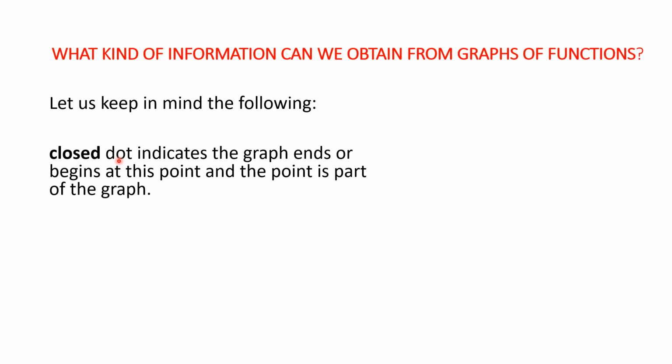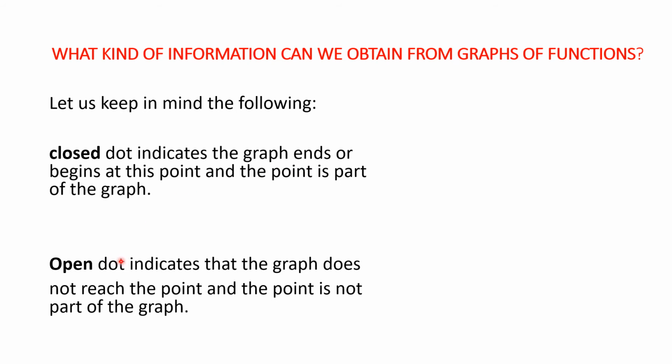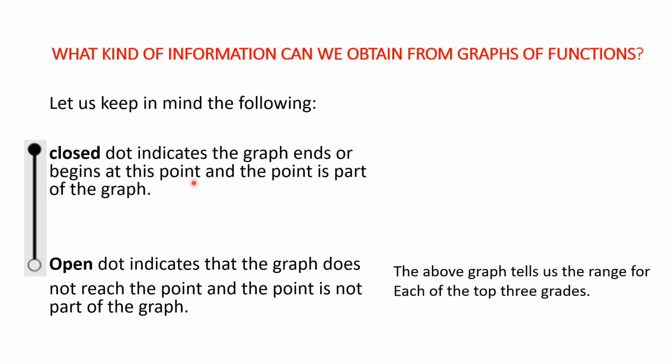Closed dots indicate the graph ends or begins at the point, and the point is part of the graph. Open dots indicate that the graph does not reach the point, and the point is not part of the graph. For example, this is a closed point, closed dot. This is an open dot. Let's go ahead and give some examples.